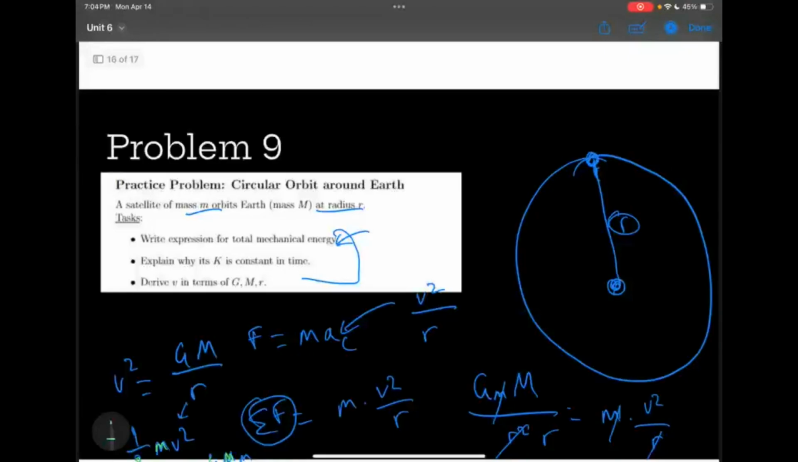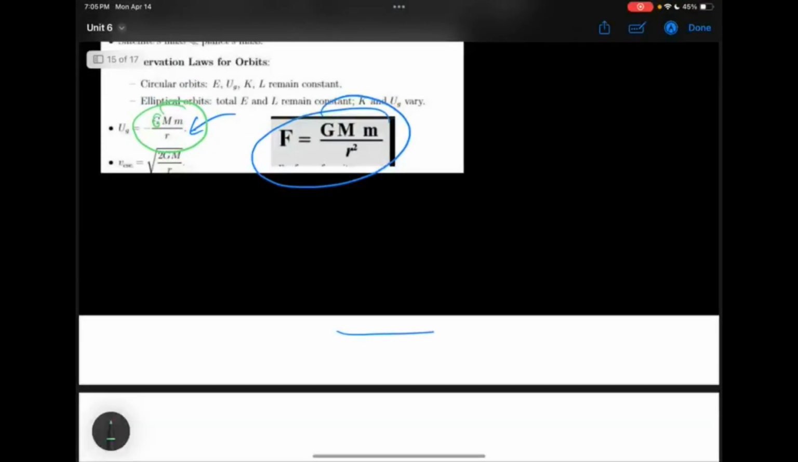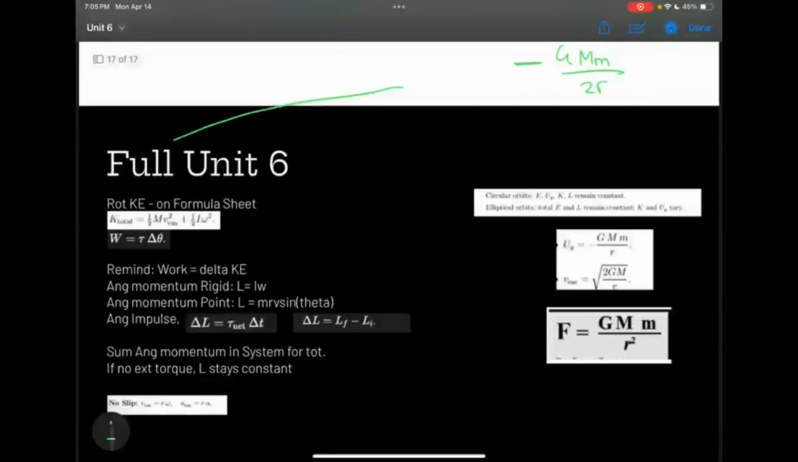And then now, derive v in terms of Gm and r. So we kind of did that here. It's just going to be the square root of that. And then explain why K is constant in time. It's constant because the speed is constant for a circular orbit. It's not speeding up or slowing down in different parts, as opposed to an elliptical orbit where it might speed up and slow down in certain parts. So that means that the kinetic energy is constant in time.